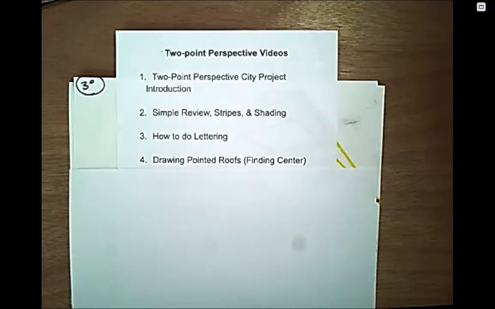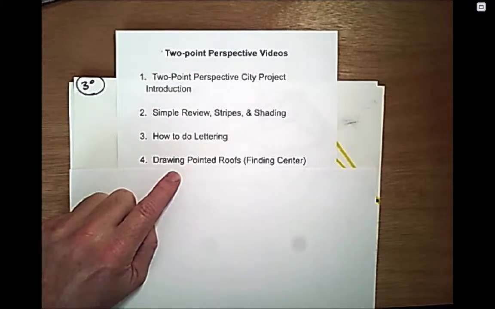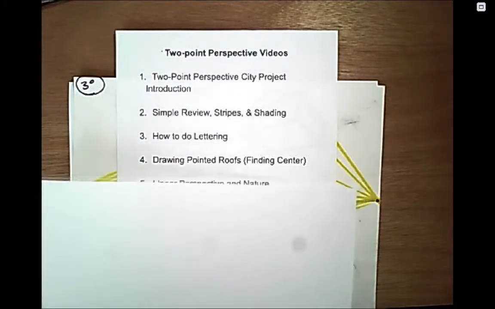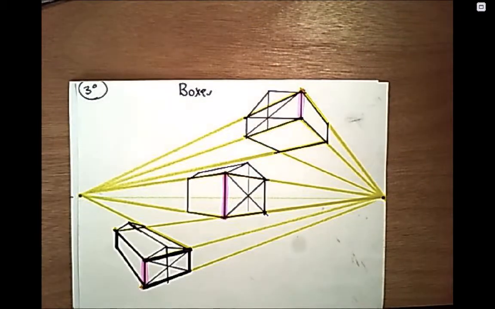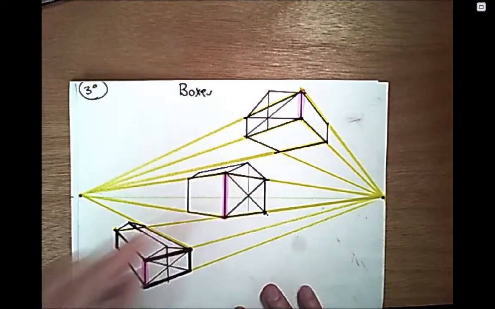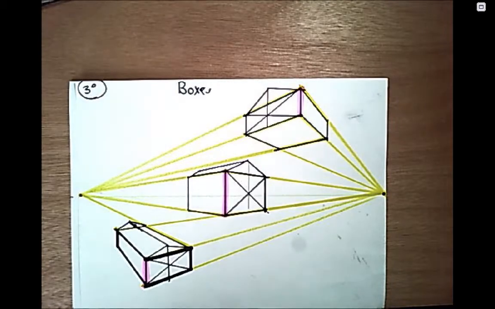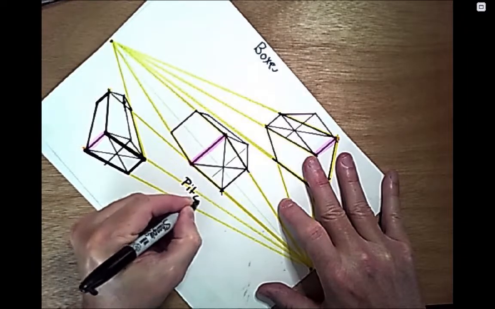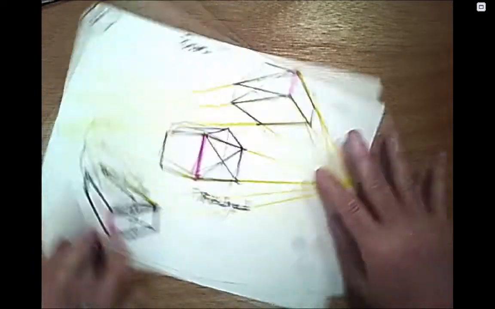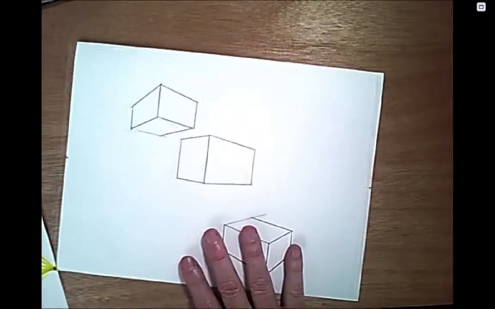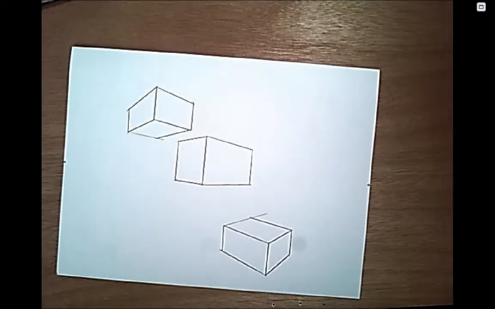All right, guys. So this now is our fourth video, drawing pointed roofs. So we're going to learn how to add a new detail to our cities. And this is what I mean, is that I have a box and then I know how to draw a triangular roof. The word for that is actually pitched. Pitched. So these are triangular roofs or pitched roofs. And so I've got my boxes and this is what we're going to draw on.